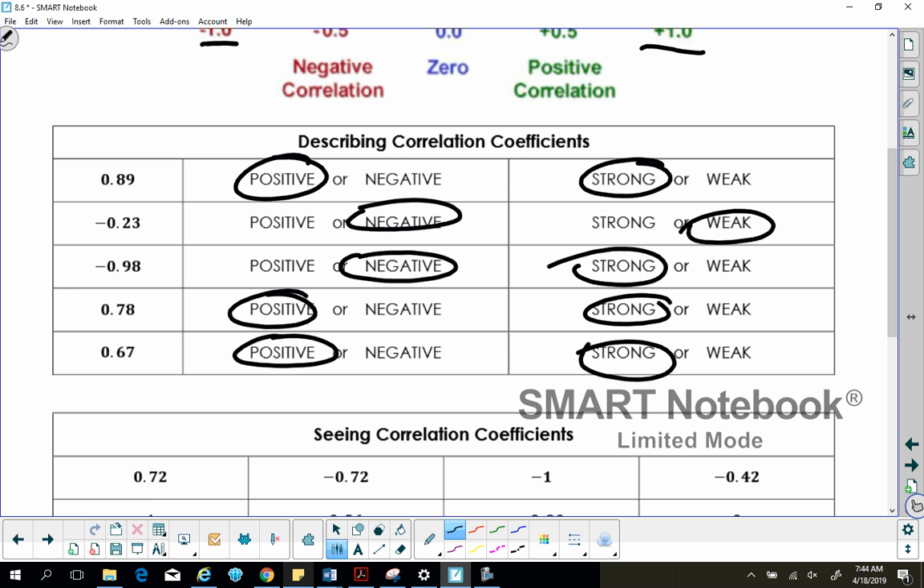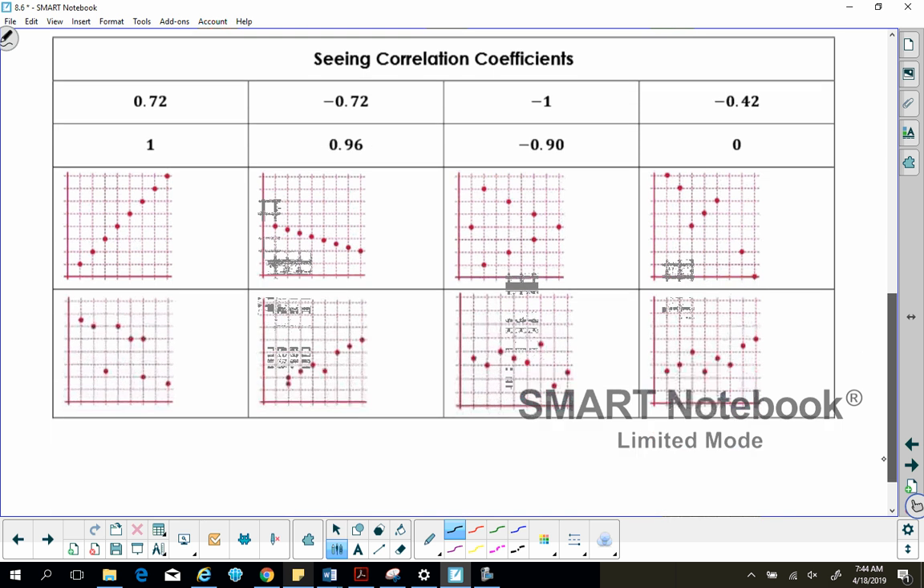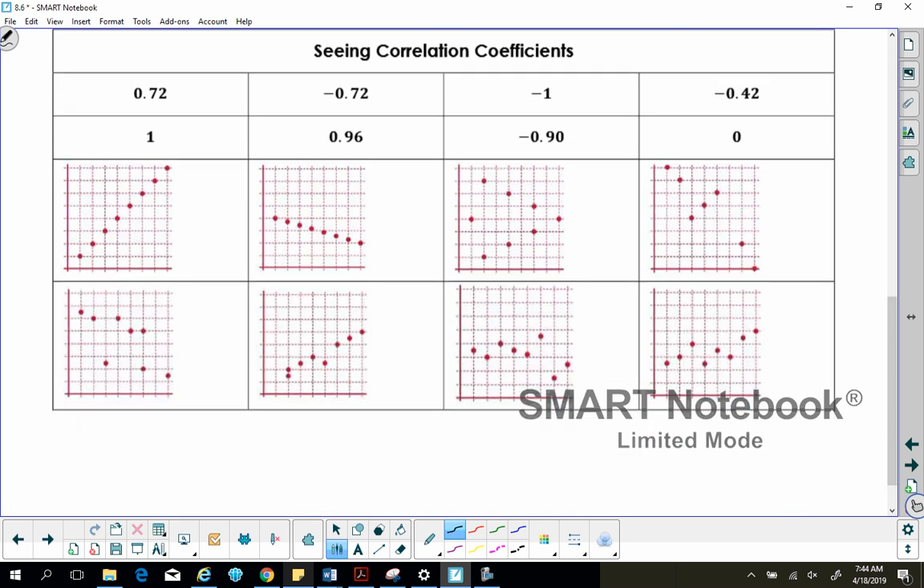Cool. Now we're going down to here, and this is the part people struggle with the most. What you're doing is matching. You're figuring out which one of those numbers goes to each graph. First figure out which graphs are negative and which ones are positive. Then figure out which ones are the strongest and which are the weakest. So you're matching those correlation coefficients with their graphs. See if you can try that. I'll give you an example right here.